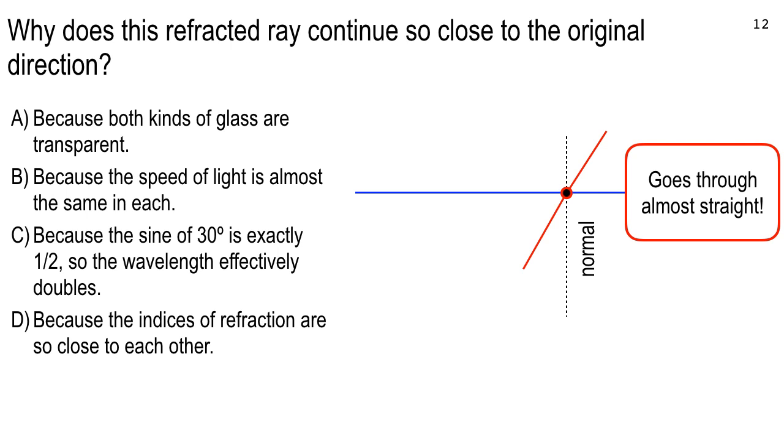Both kinds of glass are transparent. No, there's no differentiation in that statement. So you should look at that and say, why does anything happen? If they're both transparent, and if that's the reason, why does anything happen? The answer is they are both pretty transparent. They're both glasses, but they have slightly different indices of refraction because the speed of light is very close to being the same in both.